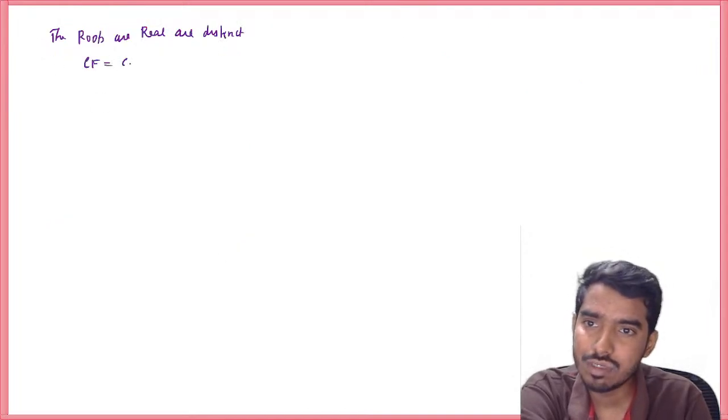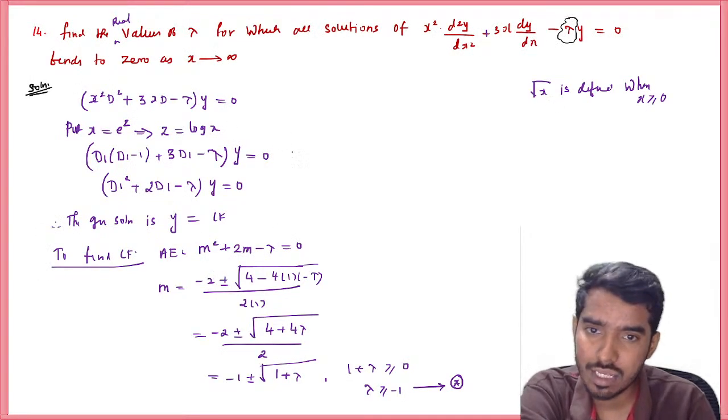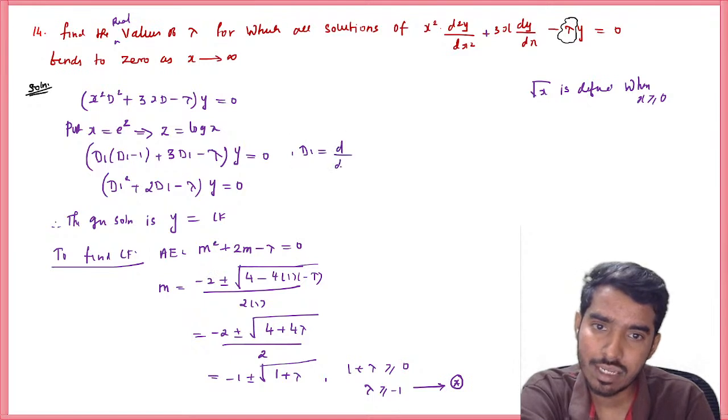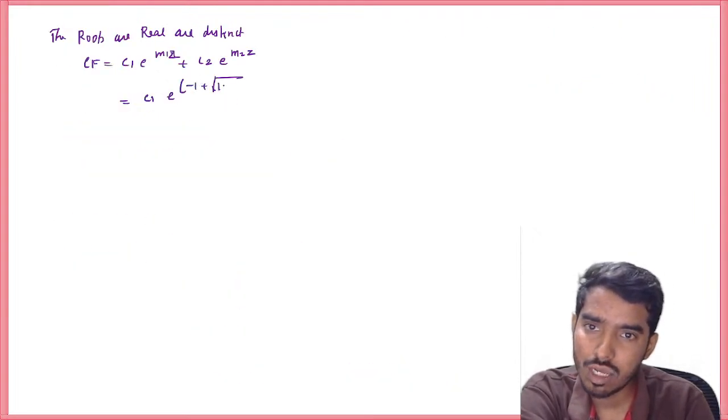So what is your CF? C1 e power m1 x. Actually it is z, right? Because D is D1, which is d by dz. So C1 e power m1 z, C2 e power m2 z. So what is m1? Minus 1 plus root of 1 plus lambda, into z. C2 e power minus 1 minus root of 1 plus lambda, into z.